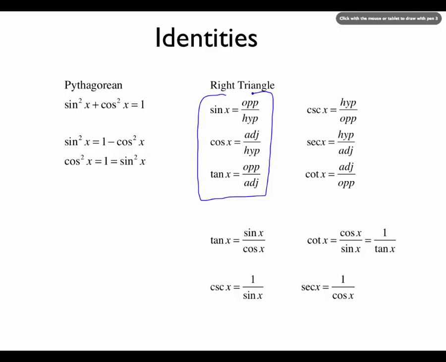Now you learned these derivatives for these other trig functions: cosecant, secant, and cotangent. Cosecant is just the reciprocal of sine, 1 over sine. So in the triangle, it's going to be hypotenuse over opposite. Secant is 1 over cosine, so using the triangle, it will be hypotenuse over adjacent. And then cotangent is 1 over tangent, so using the triangle lengths, it'll be adjacent over opposite.